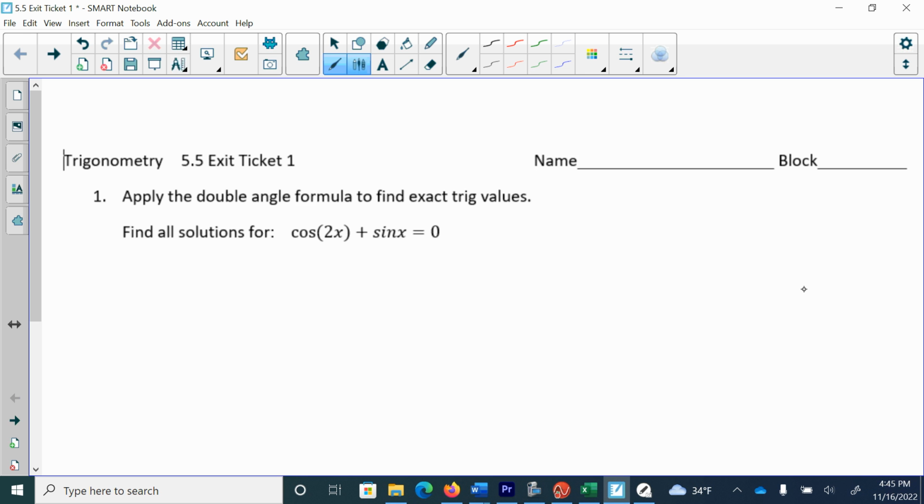So I have cosine 2x plus sine x is equal to 0. Remember, for cosine 2x, I have 3 choices. And I'm going to choose the one that has sine x in it. That way I'm only using one trig function. So in place of cosine 2x, I'm going to write what that is equal to in terms of sine. And that's going to be 1 minus 2 sine squared x plus sine x is equal to 0.